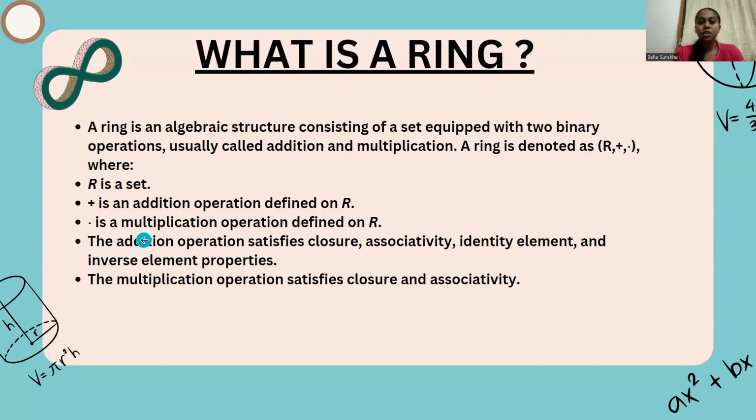The addition operation should satisfy the closure property, associative property, identity property, and also the inverse element property. So the addition operator should satisfy these four properties, and the multiplication operation should satisfy the closure property as well as the associative property. So this is the concept of a ring. Now let's see what a Boolean ring is and how this ring is converted into a Boolean ring.